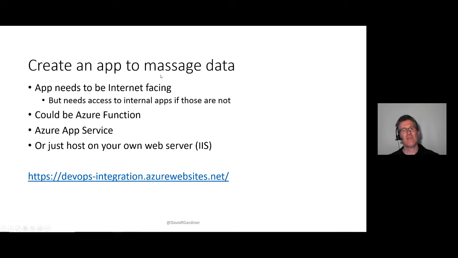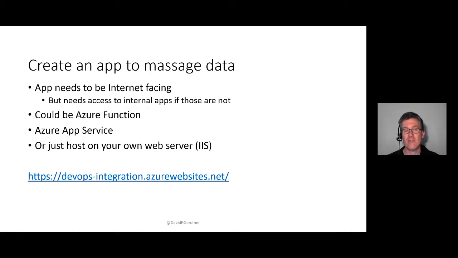What we're going to have to do is create an application that's going to transform the message that comes from UpSource into something that Azure DevOps understands. There's a few different ways we could do this. It could be an Azure function, we could create an Azure app service, or we could even host it on our own web server. Where you host it depends on where things are running. Azure DevOps and Azure Repos are obviously running on the internet because they're a cloud hosted system.